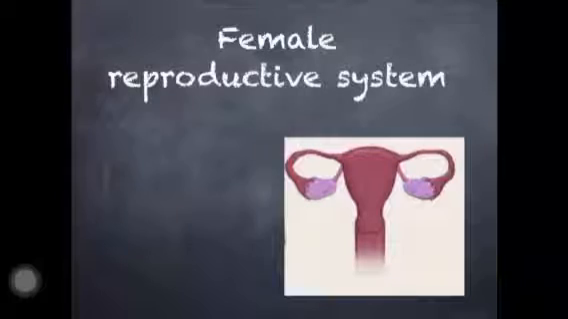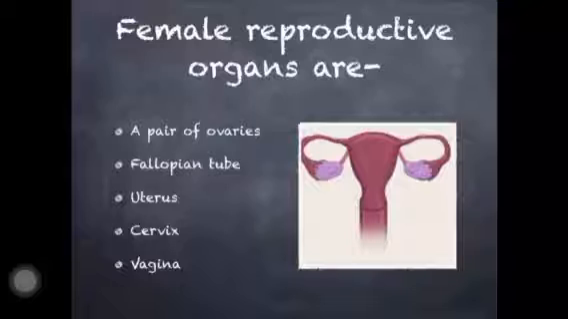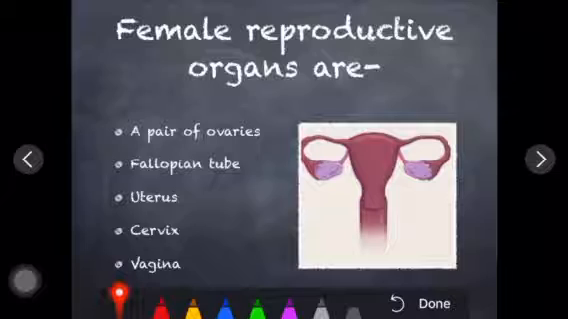Today we'll discuss the topic of the female reproductive system. This is the topic of human reproduction. We'll see that the female reproductive organs are a pair of ovaries, right? Here, the purple-colored structures are called ovaries.